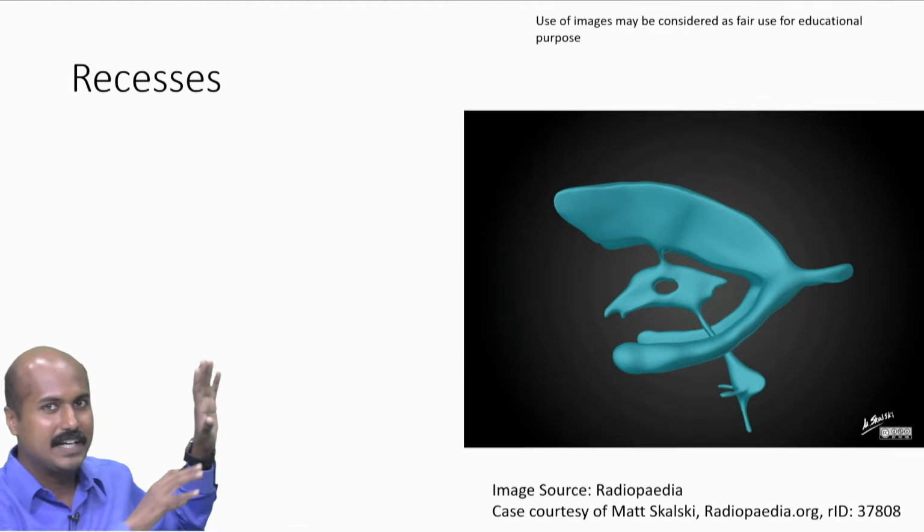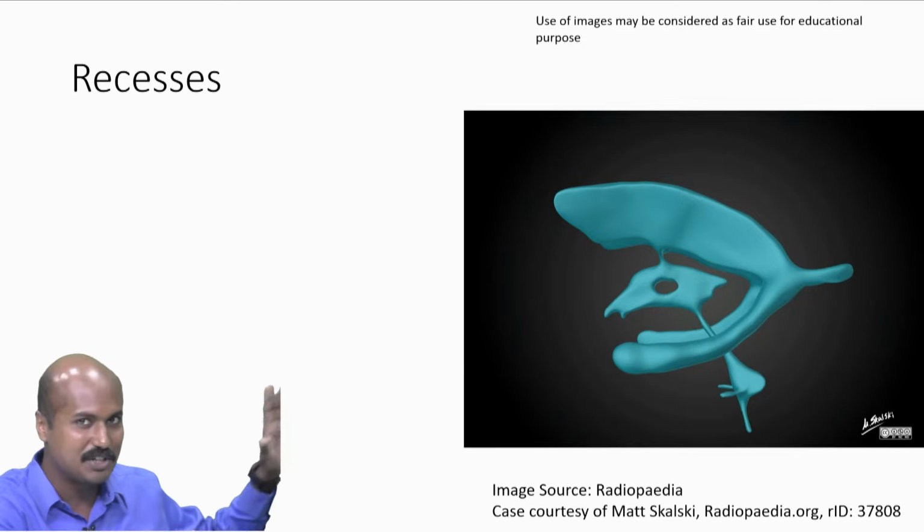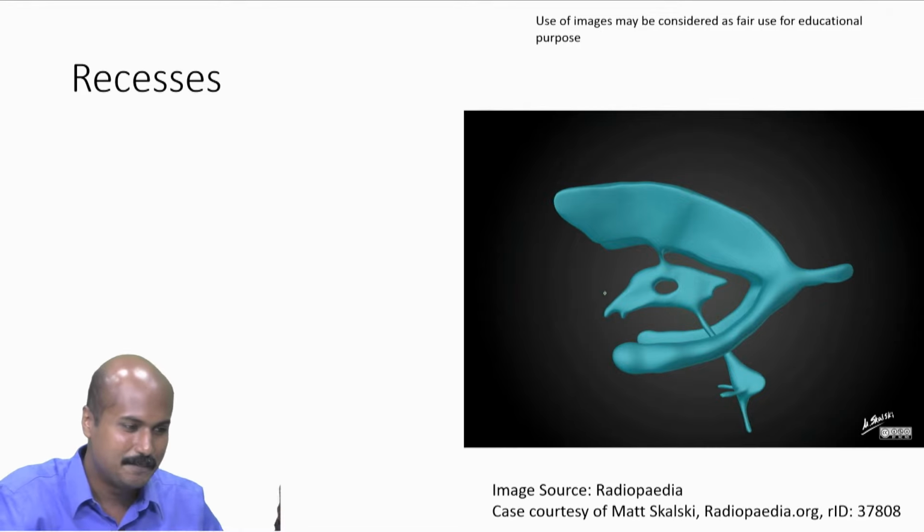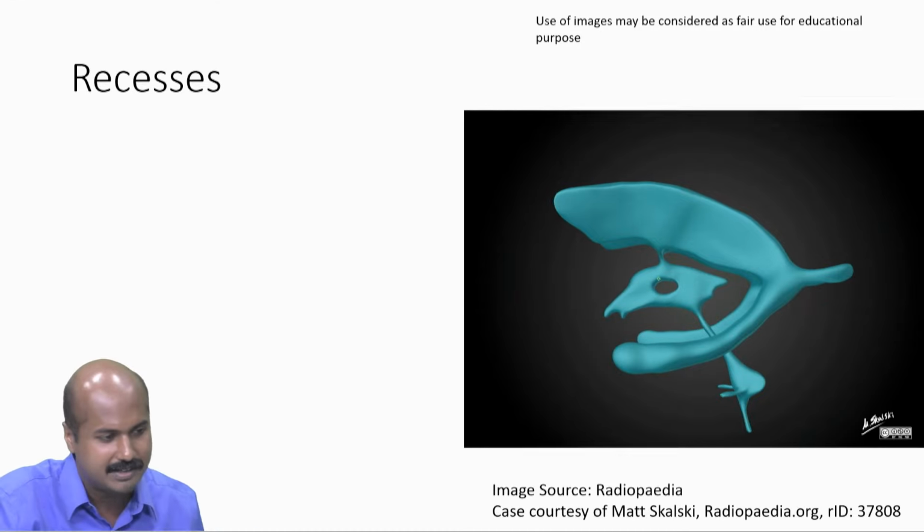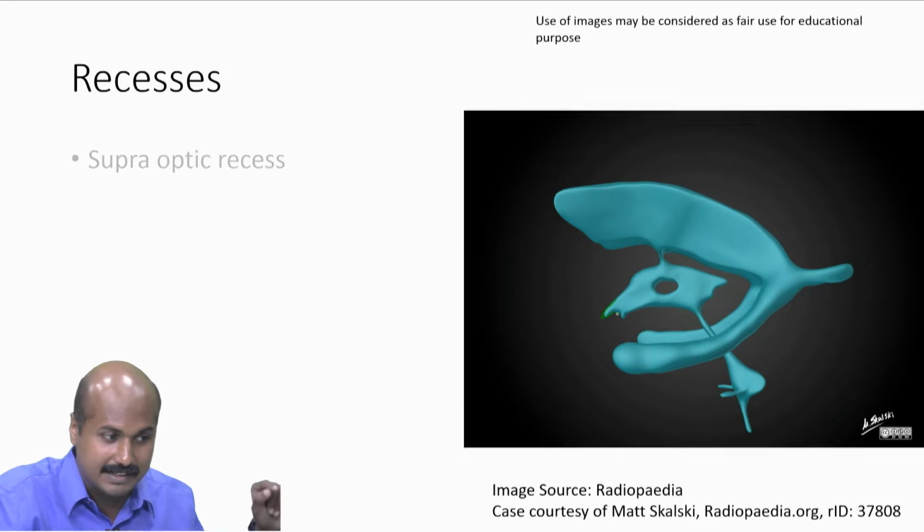This is a ventricular cast. What you are seeing is a 3D rendition of a ventricular cast. In that you are seeing the third ventricle over here, and the recesses of the third ventricle.